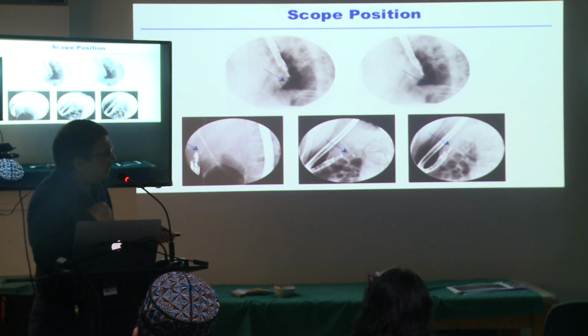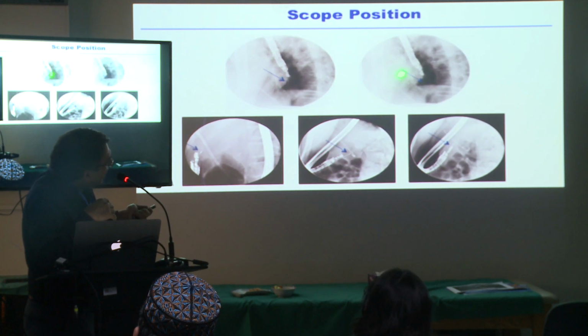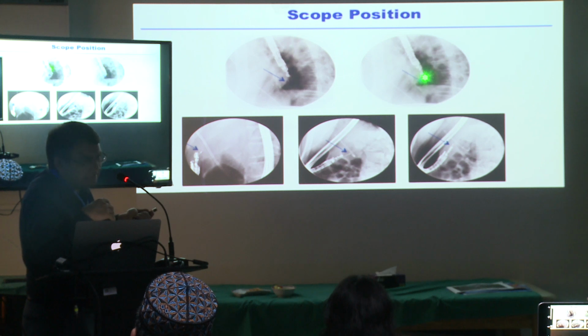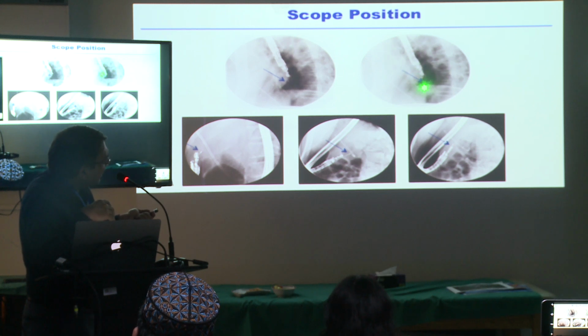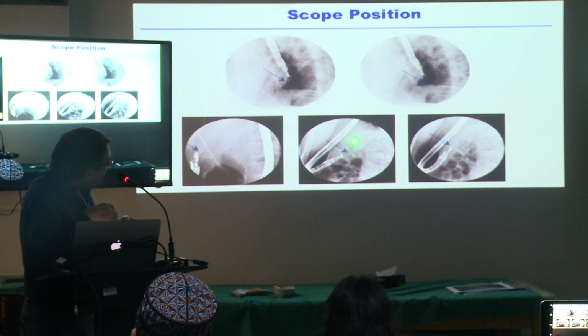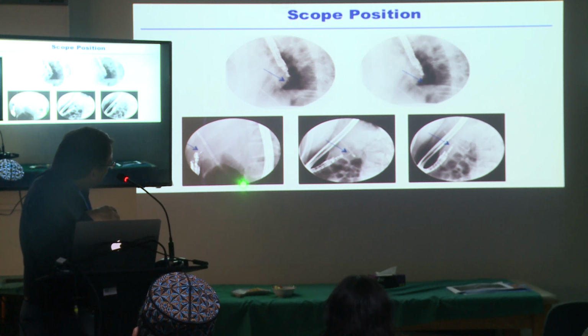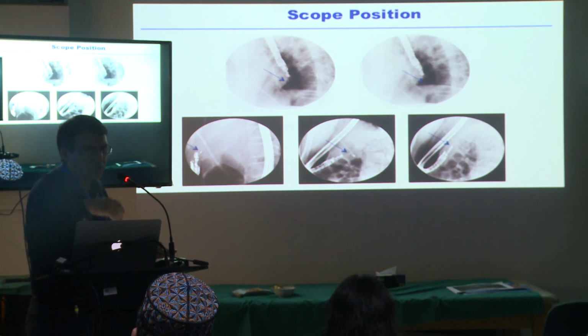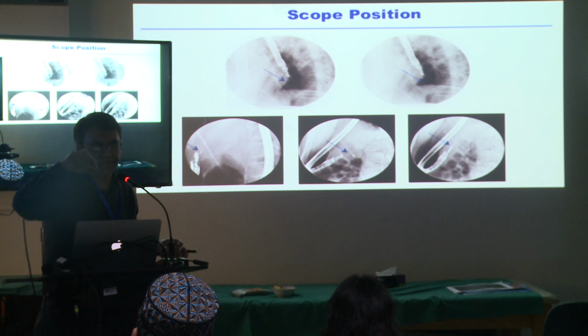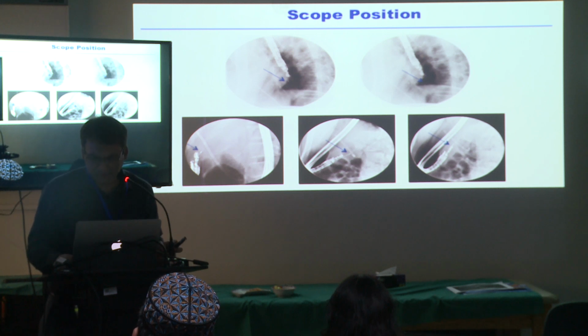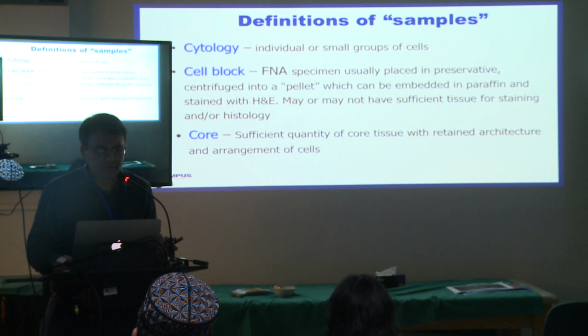This is the reason. You can see the scope is straight in the mediastinum. That's why the needle is coming down straight, no problem. When you get to the duodenal bulb, the scope is like this. When you are in the second part of the duodenum, look at the position of the scope. So that makes it difficult for the needle to come out and give you the specimen.